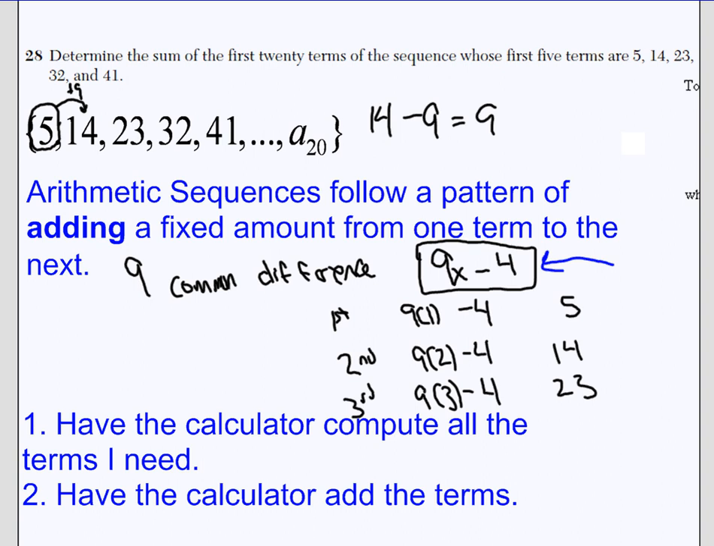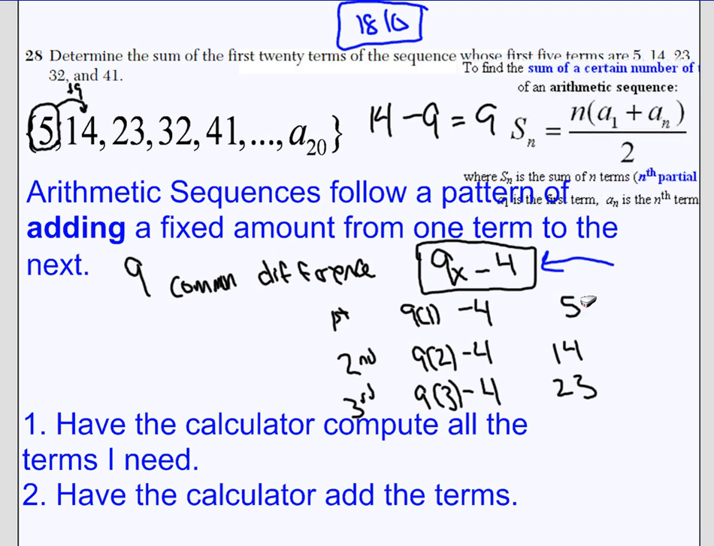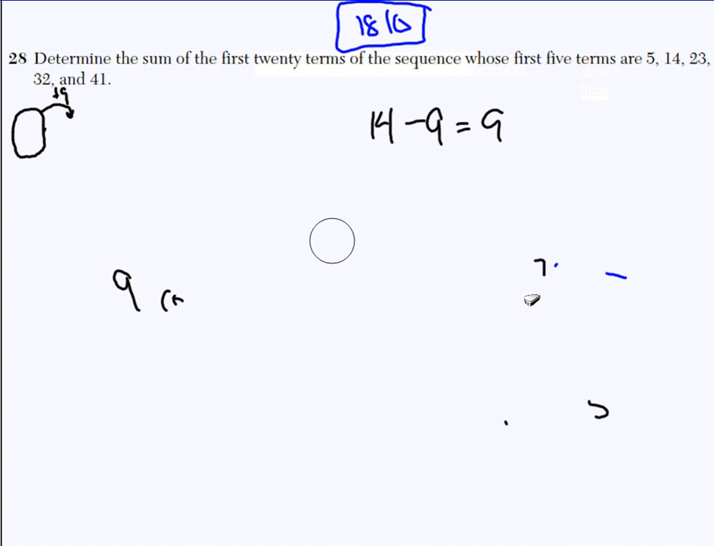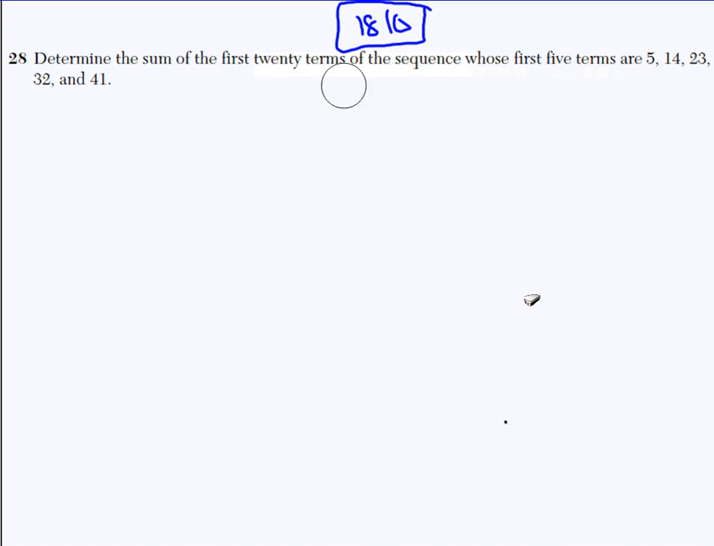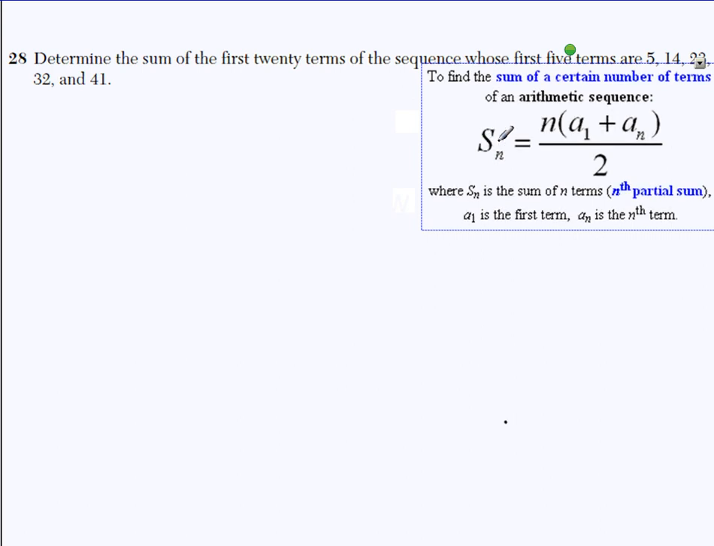What's the other way we could have done this? I know that if you're taking this course, you probably learned this formula from your teacher. So let me just go over that very briefly. So here's the formula, and Sn represents the sum of the terms, and that n represents the number of terms in the sequence. In our case, it's going to be 20. A1 represents the first term, and An is the nth term.